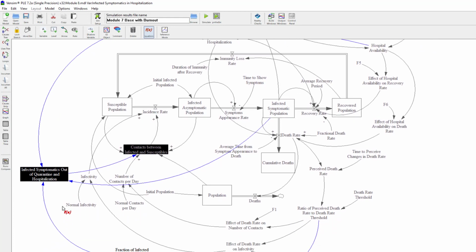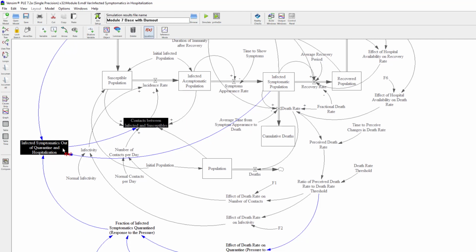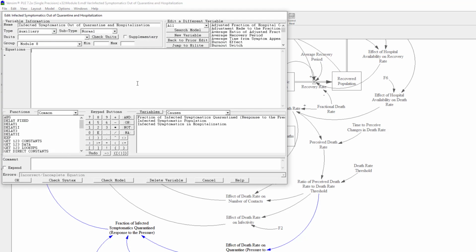All right, so the infected symptomatics out of quarantine and hospitalization is gonna be, first of all, the fraction of people who are not quarantined. We open parenthesis, 1 minus fraction of infected symptomatics quarantined. And then we multiply that with, open the parenthesis, infected symptomatic population minus infected symptomatics in hospitalization. That's gonna be the equation, and the unit's gonna be persons.